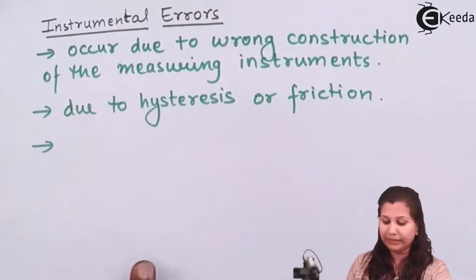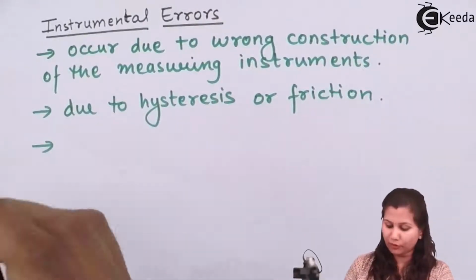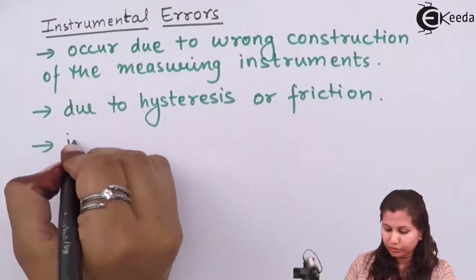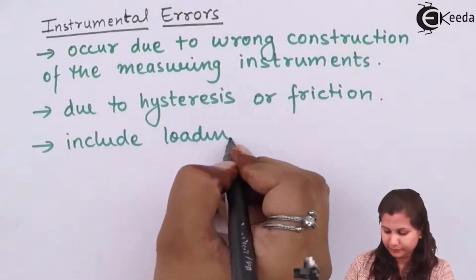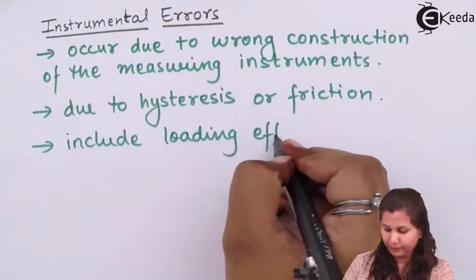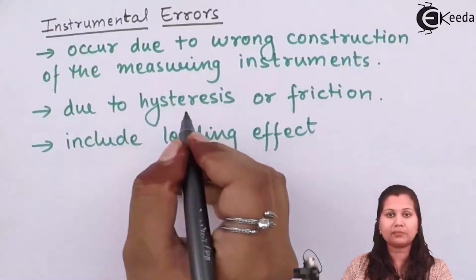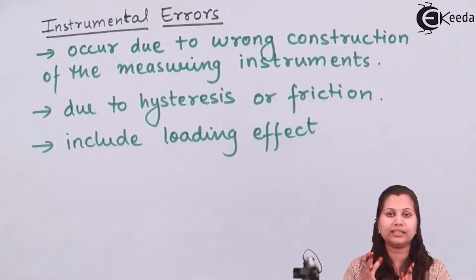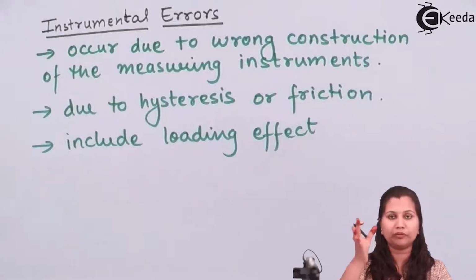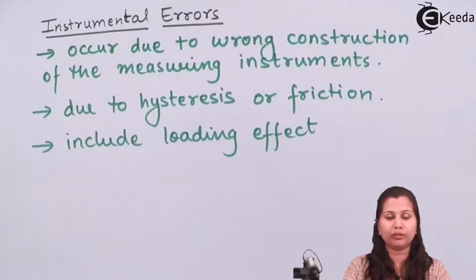Now, instrumental errors include the loading effect. Hysteresis means that when we are applying an input, when we are increasing the input to the instrument, we are also getting the output which is increasing. Now, when we are decreasing the input from the full scale reading to the zero scale, then also we can get the same output.